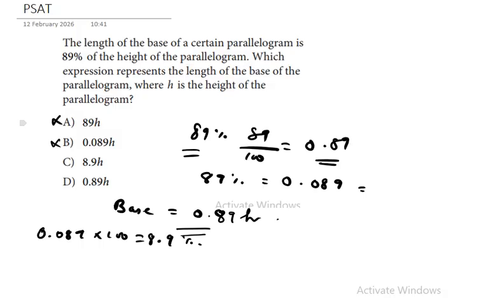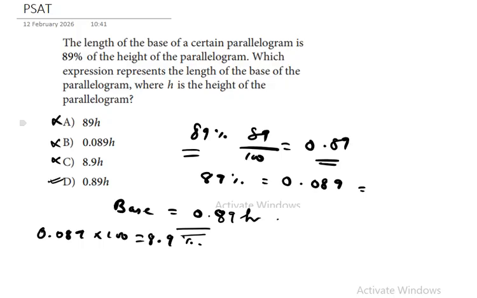Now come to option C, 8.9h. Now 8.9 equals 890%. This is far larger than 89%. So this is also incorrect. Okay. Now option D, that is 0.89h. This exactly matches 89%, because 0.89 times 100 is 89%. So this is correct. So option D is the correct answer for this question.